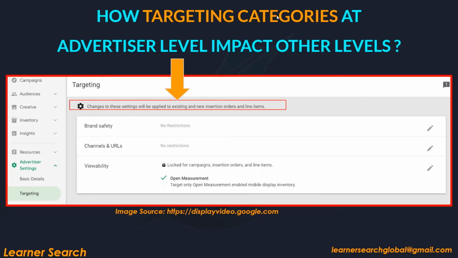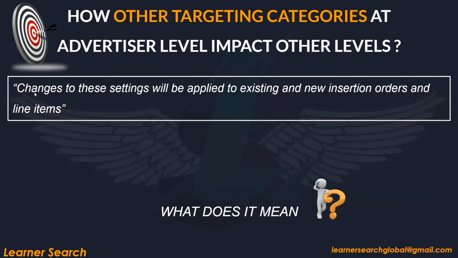How do targeting categories at advertiser level impact other levels? It is mentioned here. For these 3 options, how it works depends upon this option. Changes to these settings will be applied to existing or new insertion orders and line items.